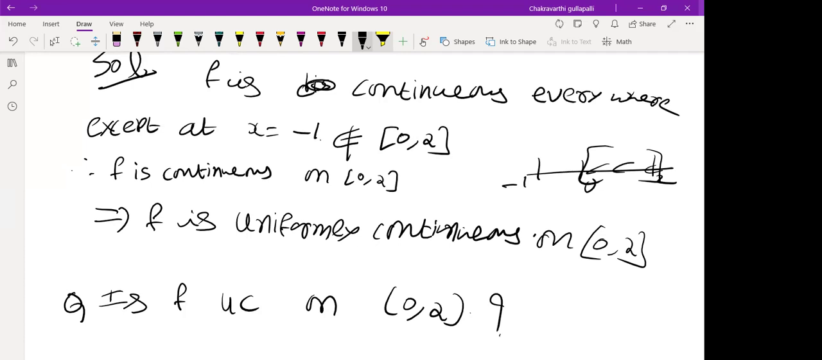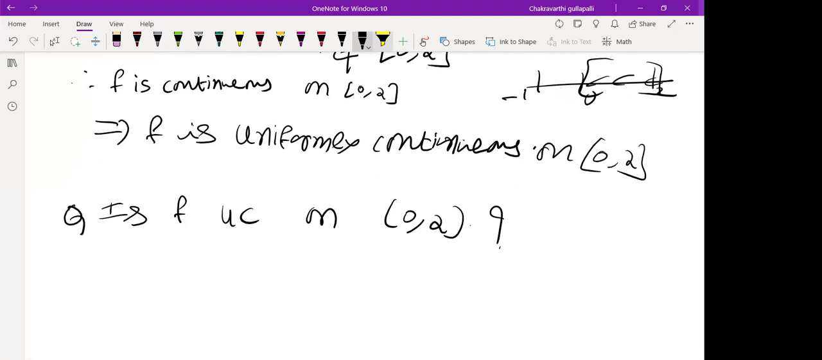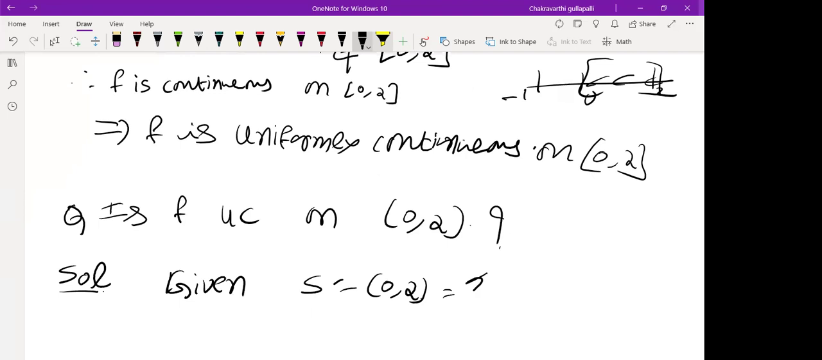I will show how to do it. So if it is closed, you need not do anything; happily you can conclude that it is uniformly continuous. For this there is no theorem, no standard result, so we have to proceed with the original definition. What is the set given to you? The open interval (0,2). It means all the real numbers in between 0 and 2, infinitely many, with 0 and 2 not included.